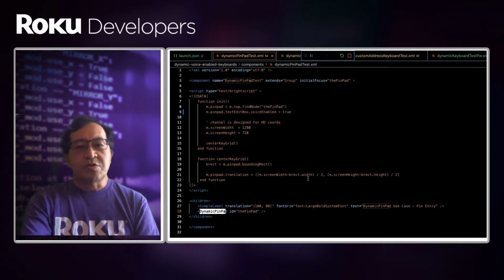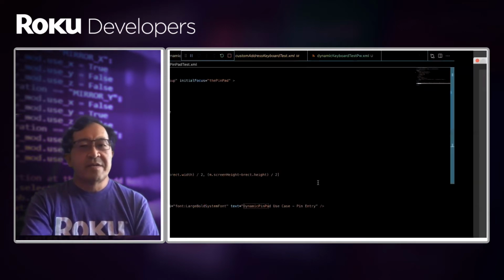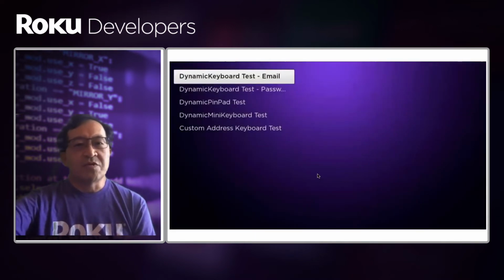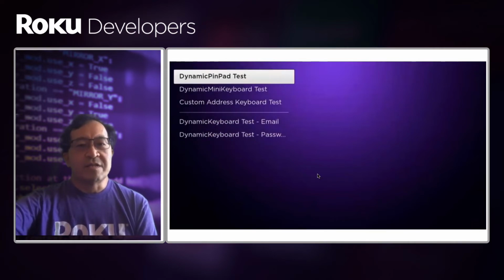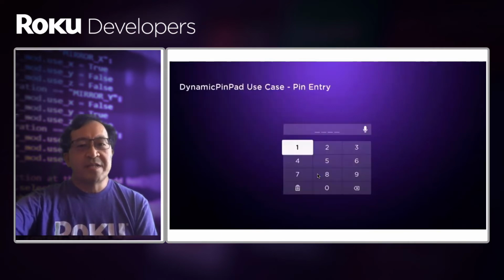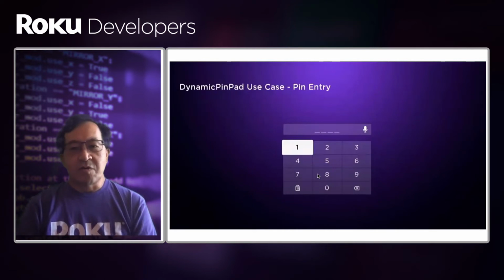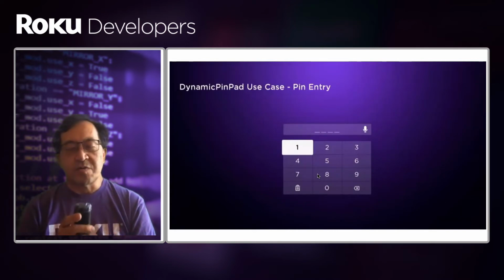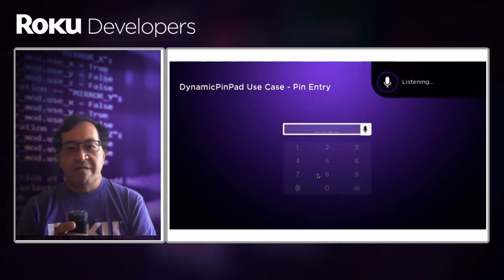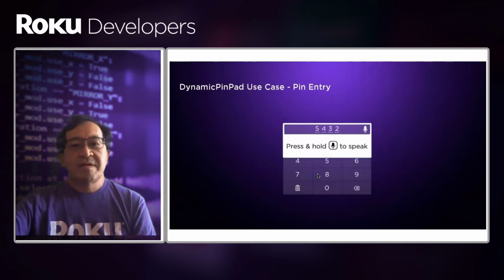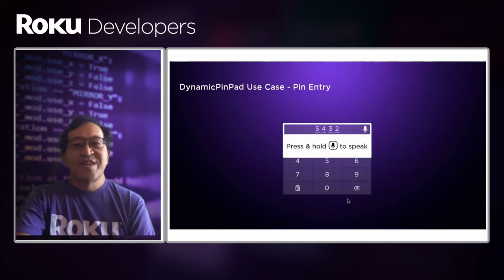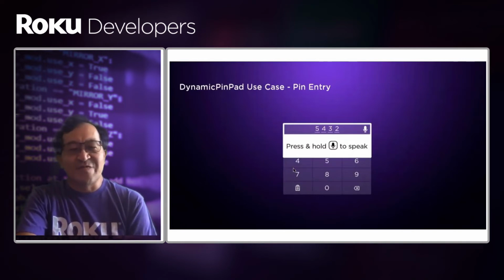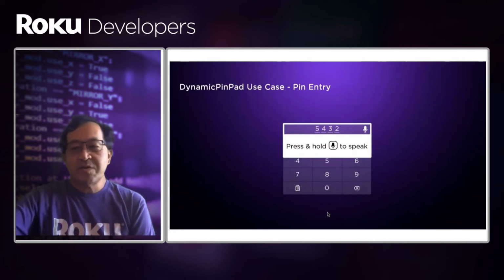So now I'm going to show it to you on the device. Here's the sample on the local device. Here is the dynamic pin pad test. Here I'm going to go on my microphone and I'm going to enter a pin. So it's, let's see, 5, 4, 3, 2, 1. Yeah, so I only needed to say four of them. Okay, and then here you go.